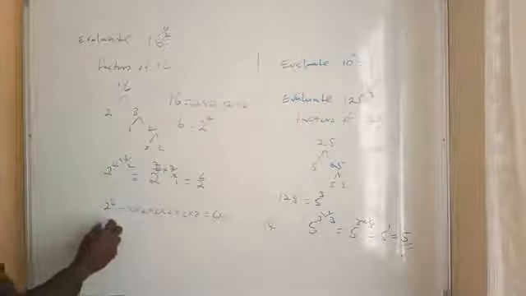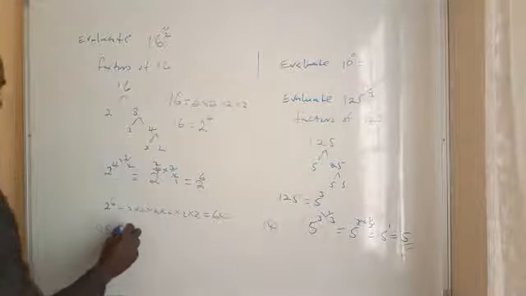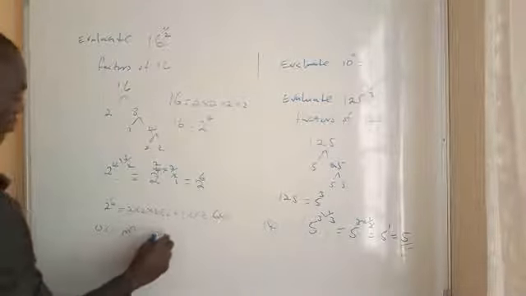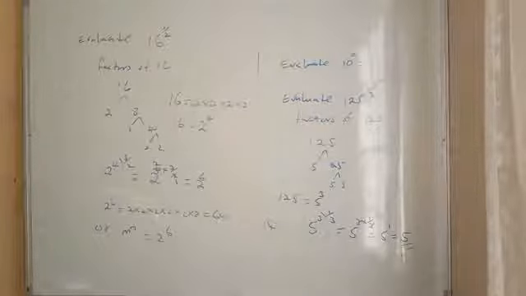Or if you are told to leave your answer in the form of m^n, then the answer becomes 2 power 6. That is, if you are told to leave your answer in index form, then it becomes 2 power 6.